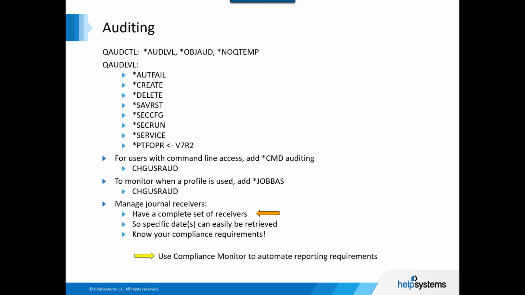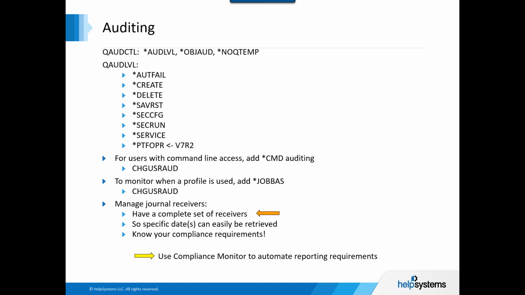Now for auditing. The on-off switch for auditing is the QAUDCTL system value, and the QAUDLVL level determines which actions are going to be audited. This is our minimum recommended setting for QAUDLVL. Many of you may have more, and honestly, the more the better, because then that information is available if you need to use it to debug something, to determine how a user profile is being used, or to determine if your system has been breached. But this is the minimum level that we would recommend.